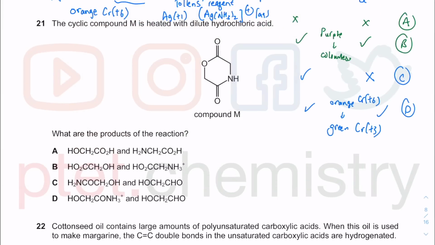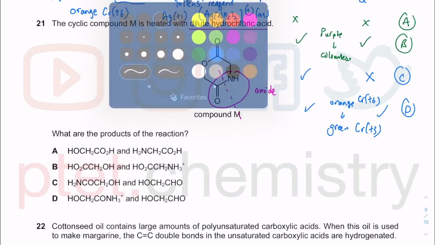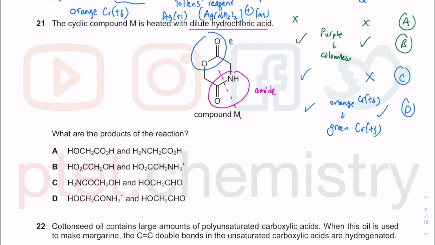Question 21, we have a cyclic compound there. We heat it up with dilute hydrochloric acid. Well, I can tell you that this is an amide. That is an amide, so we can hydrolyze the amide there. And we also have a different functional group here. This is an ester, and we can also hydrolyze ester in the presence of acid.